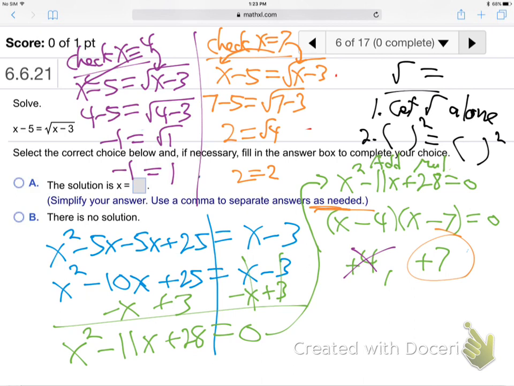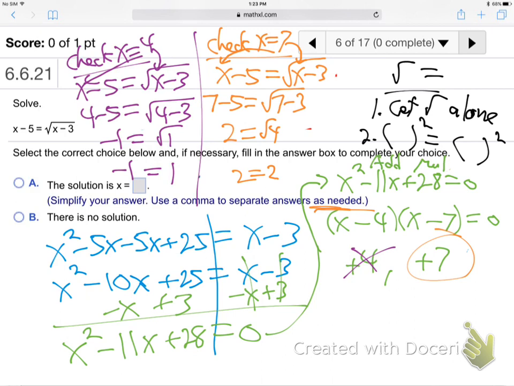Yeah, so sometimes both are good. Let me be clear. Sometimes both answers are good. Sometimes both are bad, and there's no solution. Sometimes one's good, one's bad. Usually one's good, one's bad, but not always. So you do have to check these.